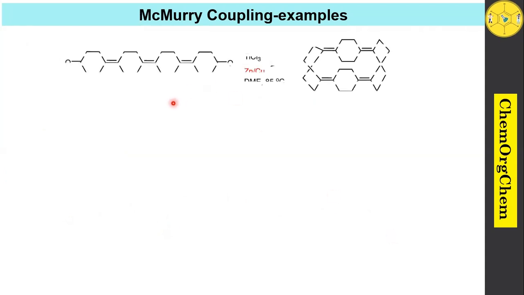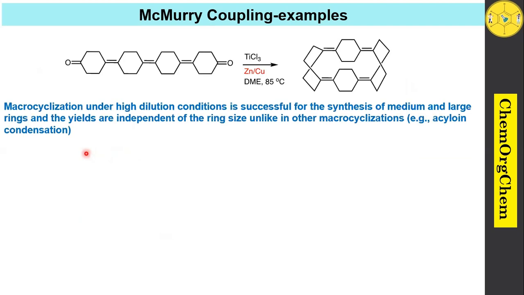So next moving on, some more examples. Now you see this example having two keto groups at both ends. When you subject it to this condition, it produces a strained alkene product. Macrocyclization is also possible under McMurry coupling reaction conditions, but we need to conduct this reaction under high dilution conditions. This reaction is highly useful for medium or large ring synthesis, and yields are independent of the ring size formed, unlike in other macrocyclizations such as aldol condensation.